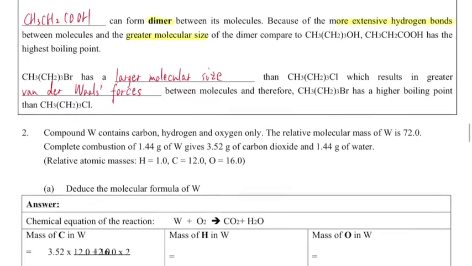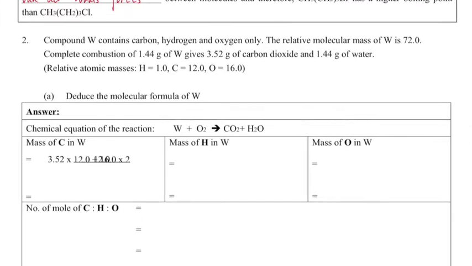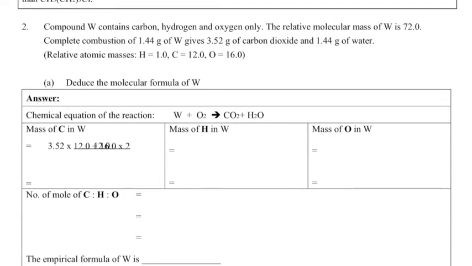Okay, then move on to the second question. It involves calculation. Compound W contains carbon, hydrogen, and oxygen only. The relative molecular mass of W is 72. Complete combustion of 1.44 gram of W gives 3.52 gram of carbon dioxide and 1.44 gram of water. Deduce the molecular formula of W.